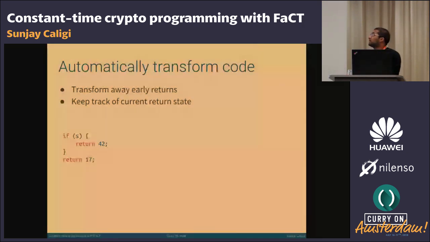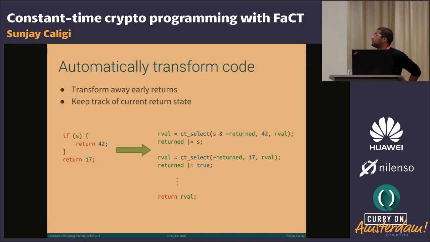Similarly, in the case we have a secret branch with an early return inside, we can transform that into keeping track of a temp variable that's just the return value. And so each time, instead of returning, we just assign into a return value and then set whether or not this function has returned yet. So by the time we get to this second statement, we only set the return value if we have not already returned yet. So we keep the same semantics of if S was true, we return 42, otherwise we return 17.